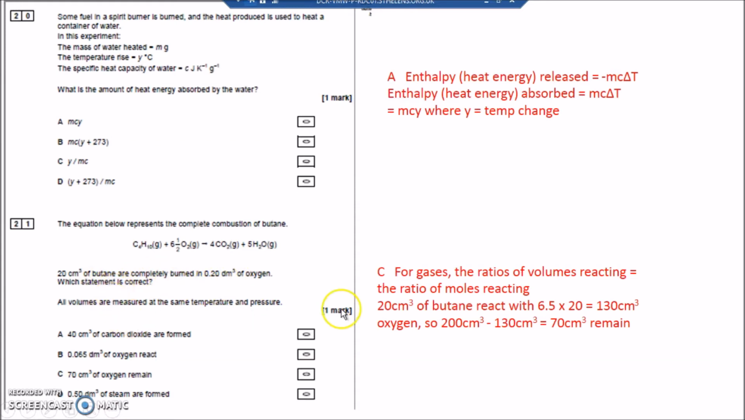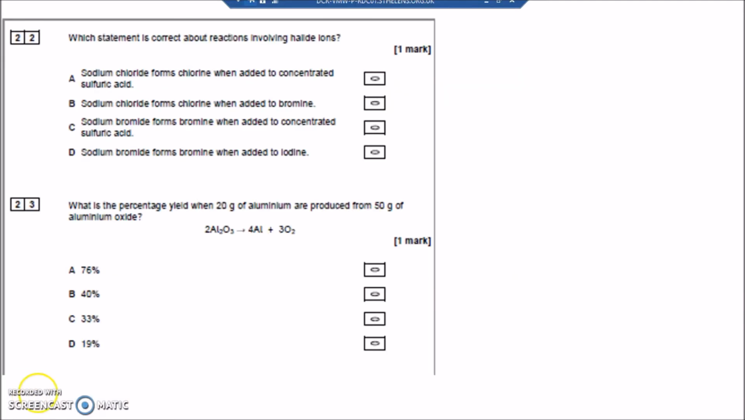Which statement is correct? 20 centimetre cubed of butane would react with 6.5 times the volume of oxygen. So 6.5 times 20 is 130 volumes of oxygen. So I'm going to react 130 centimetre cubed of oxygen. Now, I've got 0.2 decimetre cubed of oxygen, or 200 centimetre cubed. I'm going to react 130 centimetre cubed of it, so I've got 70 centimetre cubed of oxygen remaining. The answer is C.